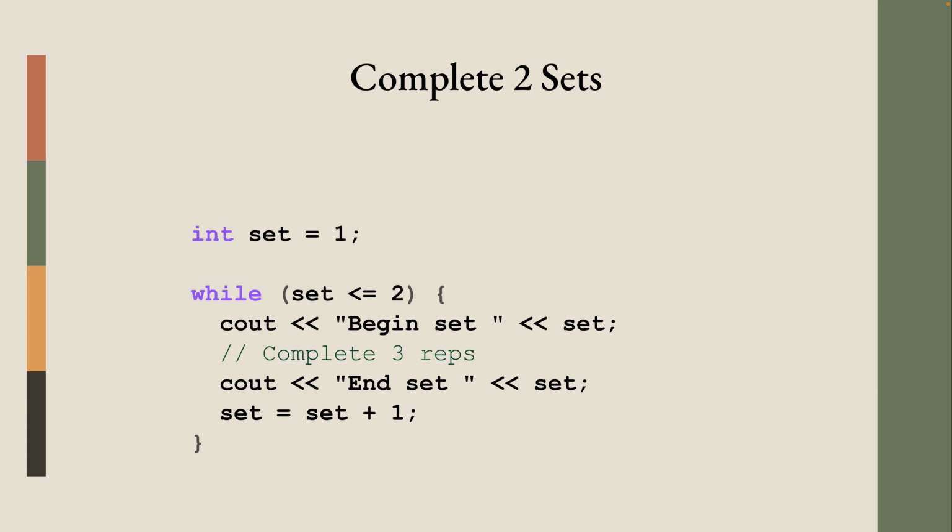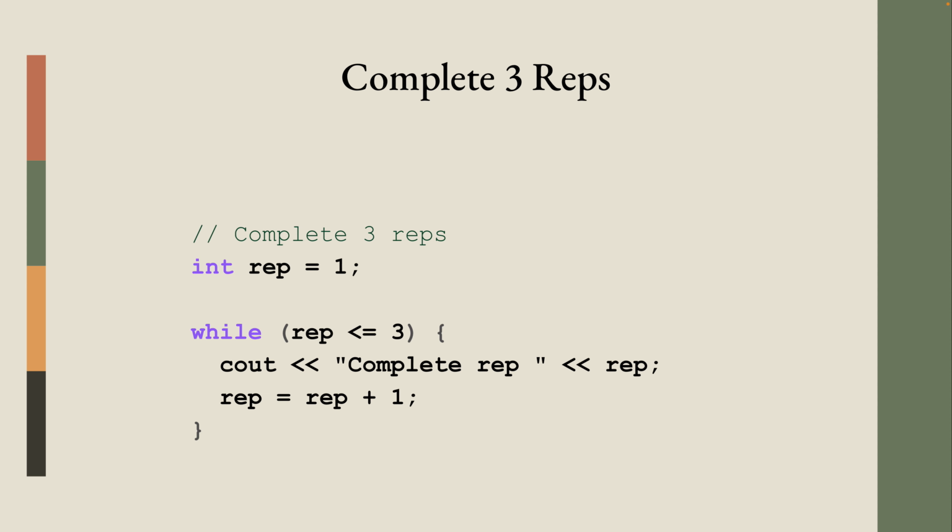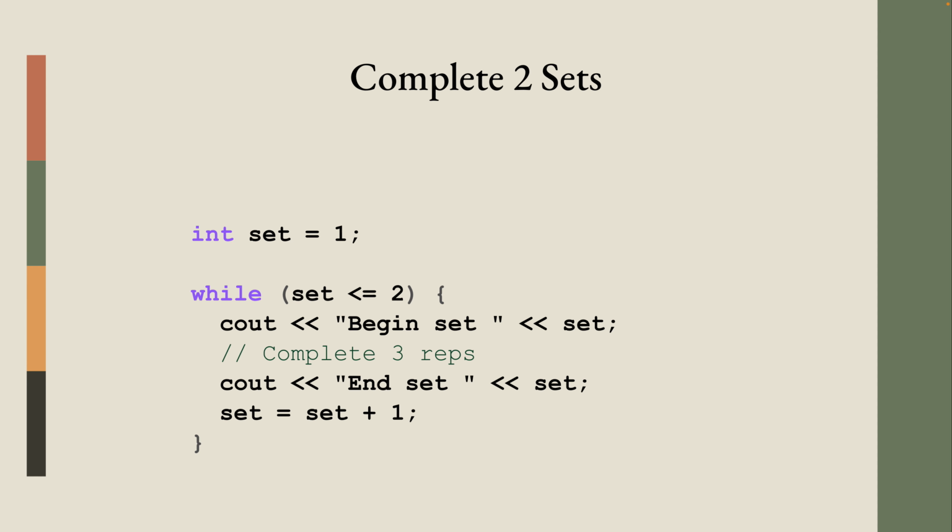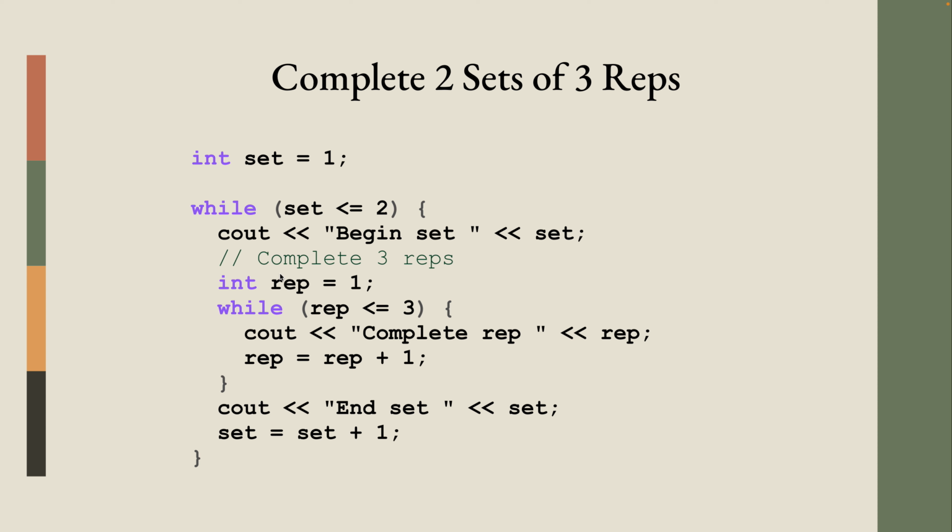Okay. So putting them together now, this was the code for complete 2 sets. The next slide is going to have a lot of code, but it's literally just going to take this code that we wrote here and put it in the complete 3 reps. So we go to the next one, and it's the same thing. Instead of the comment complete 3 reps, now we actually put in the code. So we start the rep at 1, and we have it less than or equal to 3. All right. Any questions here?